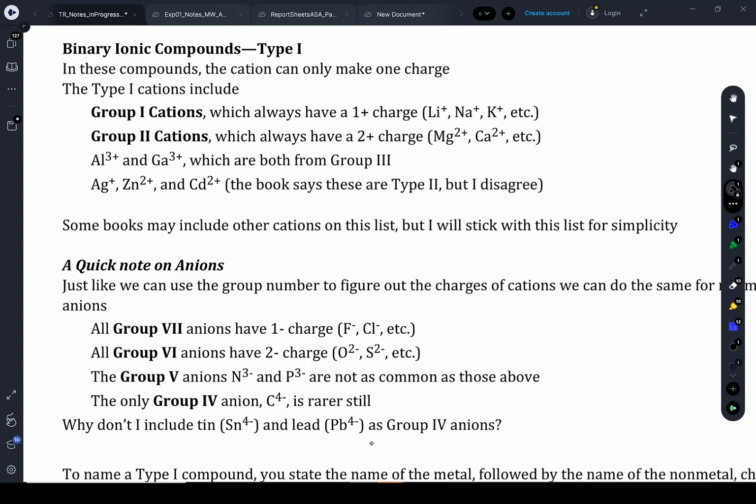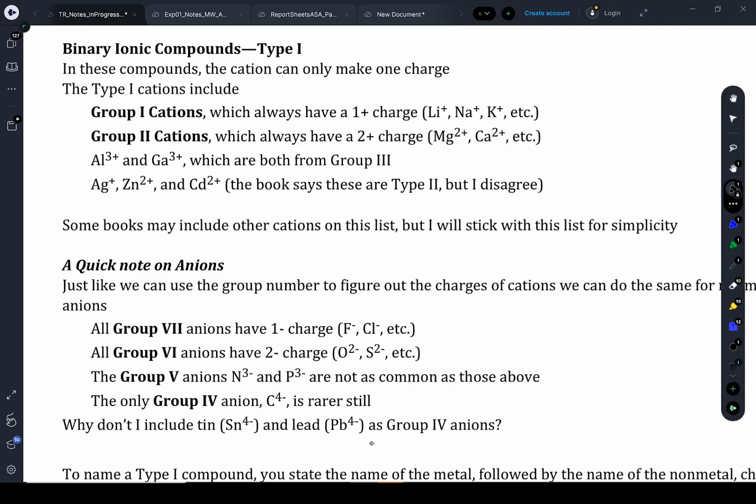Okay, so those are the easy ones right there. Group 1 is +1, group 2 is +2. Group 3, if I talk about it, it's going to be +3. And it's a metal. There are 3 other special ones that you have to know by memory: silver, zinc, and cadmium. The book, for some reason, calls these type 2, meaning that they can change their charge.